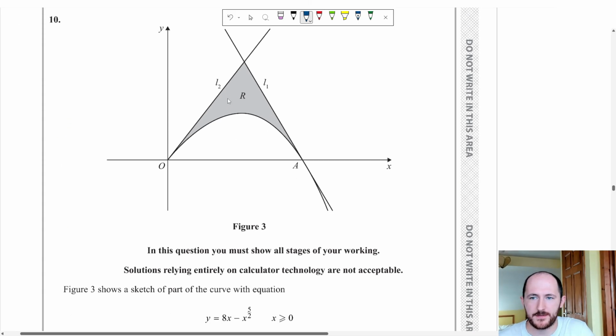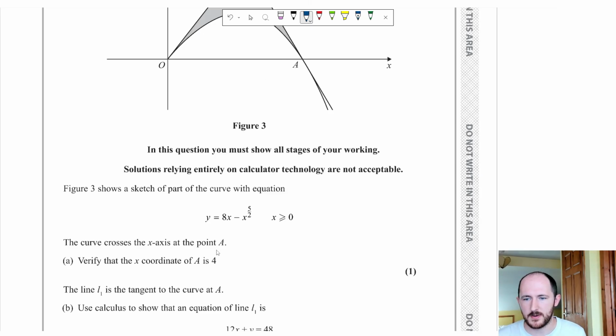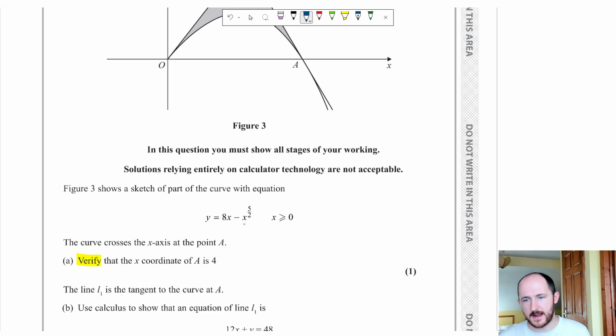Here we have a graph, and it looks like an integration question, everyone's favourite. Figure 3 shows part of the curve with the equation 8x minus x to the 5 over 2, which crosses the x-axis at point A. Verify that the x-coordinate of A is 4. Verify is a very interesting keyword, and I had quite a few students trying to calculate it instead. It's tempting to sub in y equals 0, then factorize and find the points. In this case that doesn't take too long, so it's not the end of the world if you did that.